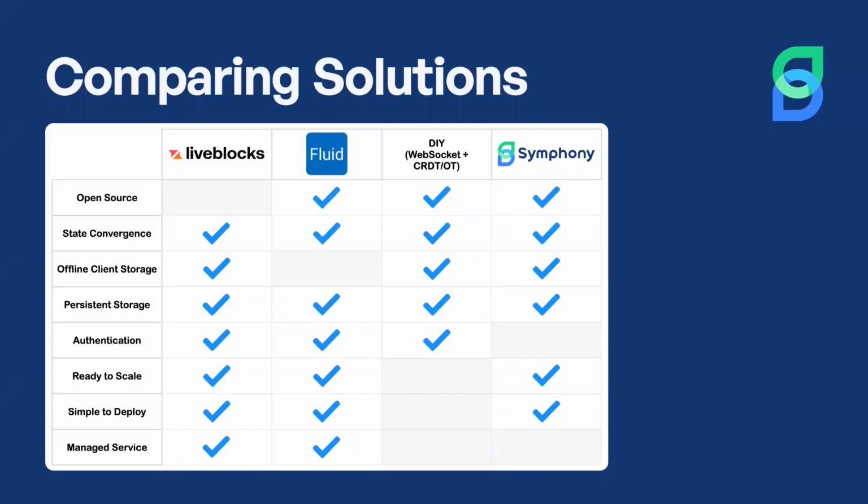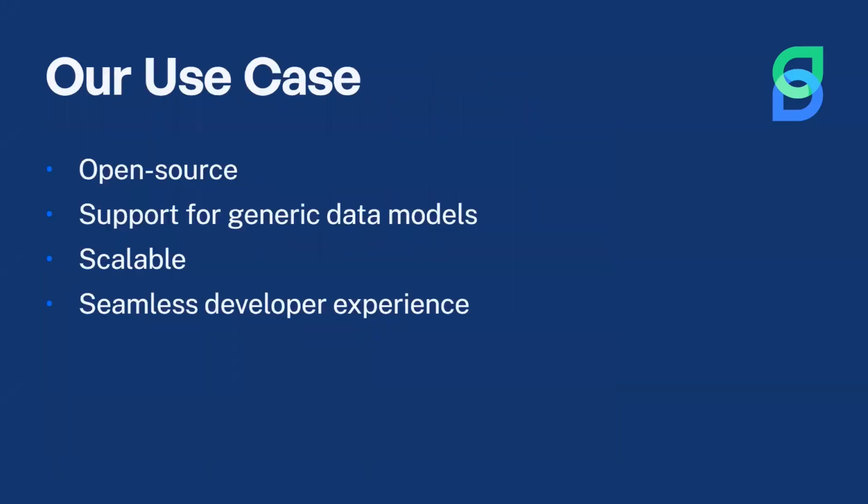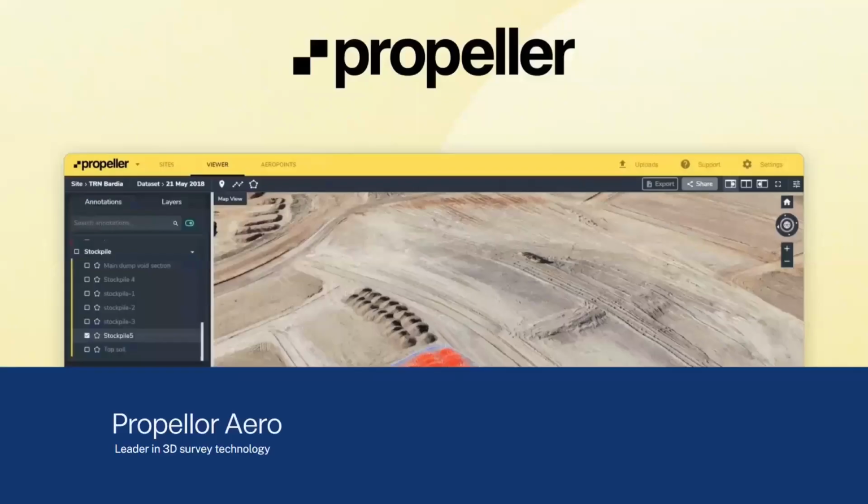And it's with these limitations in mind that we wanted to build a tool for a very specific use case. We wanted to build an open source, scalable tool for teams that want to add collaborative functionality to their applications without having to spend the time implementing and deploying their own conflict resolution and real-time infrastructure. And it's clear that there was a need for this, since most developers don't traditionally have expertise in this. Propeller Aero, a company that wanted to make their 3D survey maps collaborative, is a great example of this.